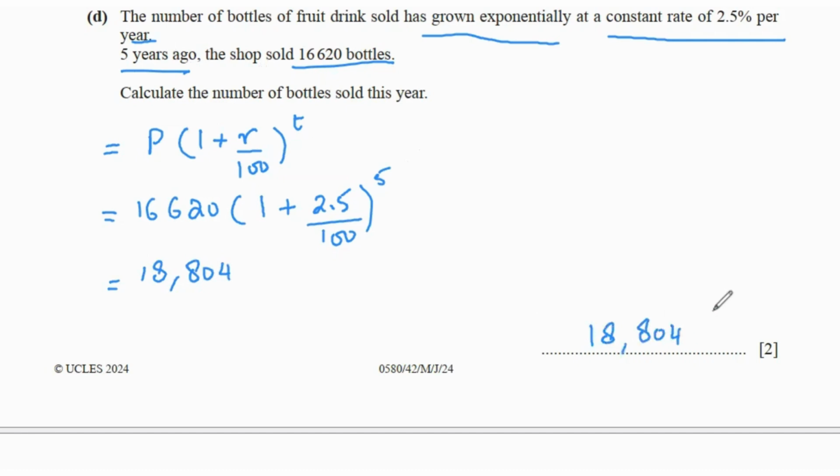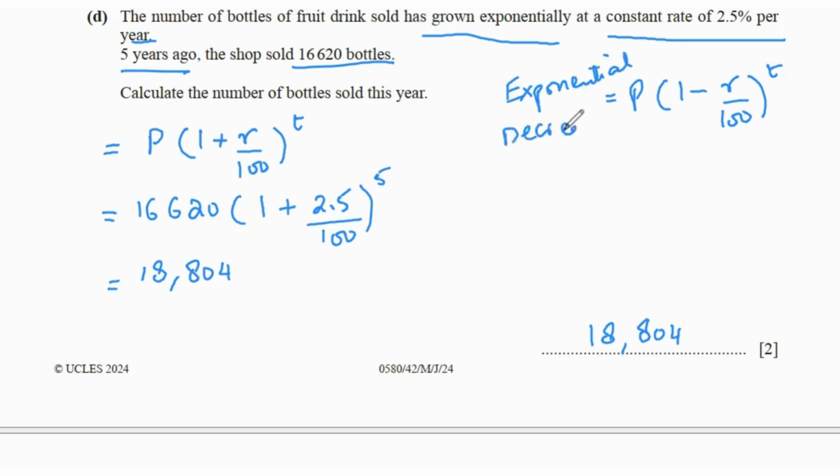So that's your answer. If it was talking about exponential decline, like it was decreasing exponentially, then you would do P times 1 minus r over 100 to the power of T. This is exponential decrease. This is increase.